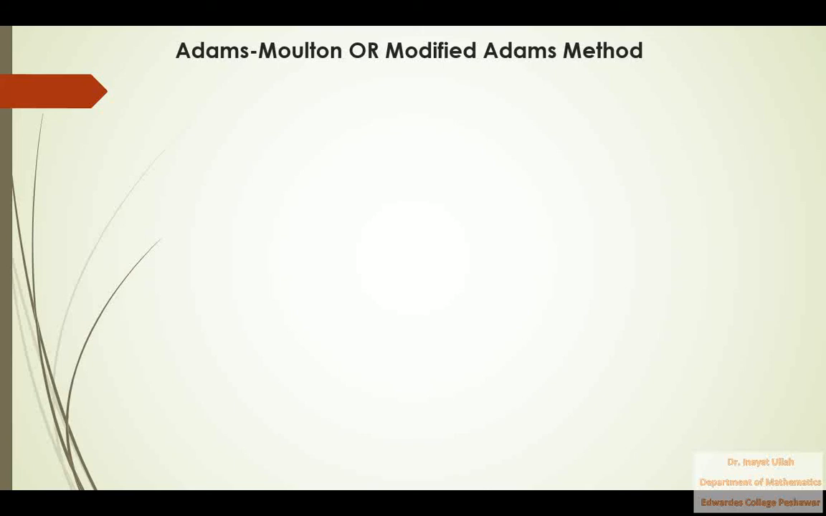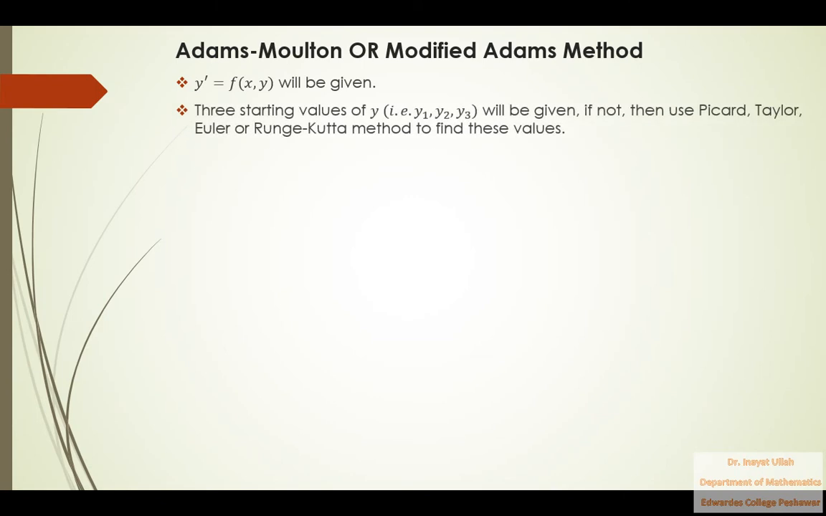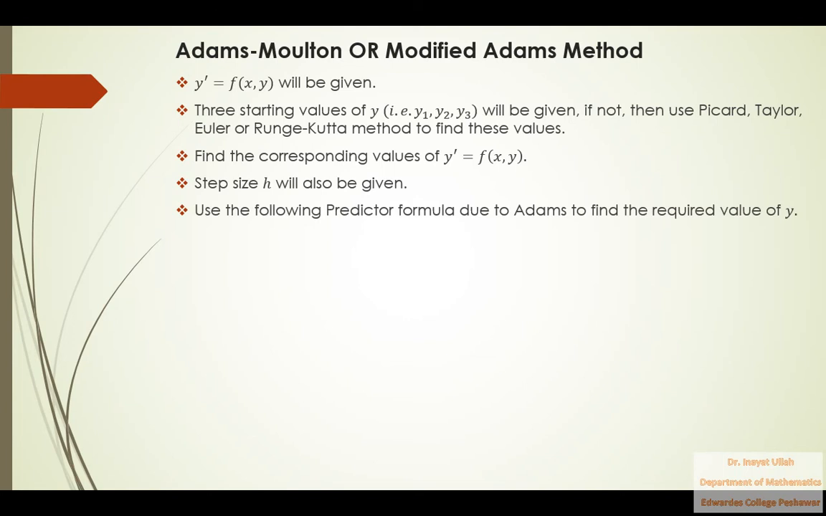The technique of this chapter is the Adams-Moulton method, a modified Adams method. The steps for this method are: a differential equation will be given to you, and three starting values will be given to you. Third, we need to calculate the function for the given values of x and y. The step size will be given to you, and the most important is the predictor formula due to Adams.